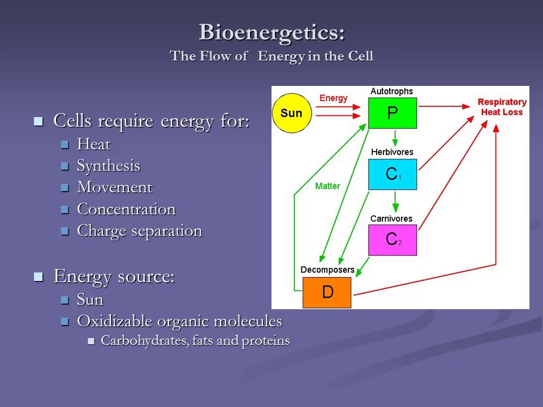And so as we look at this at a cellular level, cells require energy for everything. I mean, we've got heat, making things, proteins for instance, new strands of nucleic acids, movement, cells are going to move around. Concentration gradients, charge separation. It's going to be critical when we get to physiology, especially when we look at nerve signaling and muscle contraction.